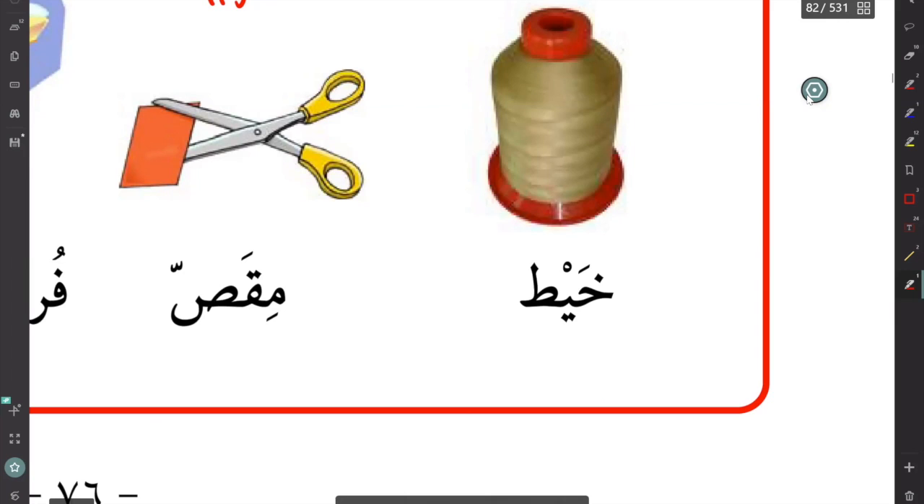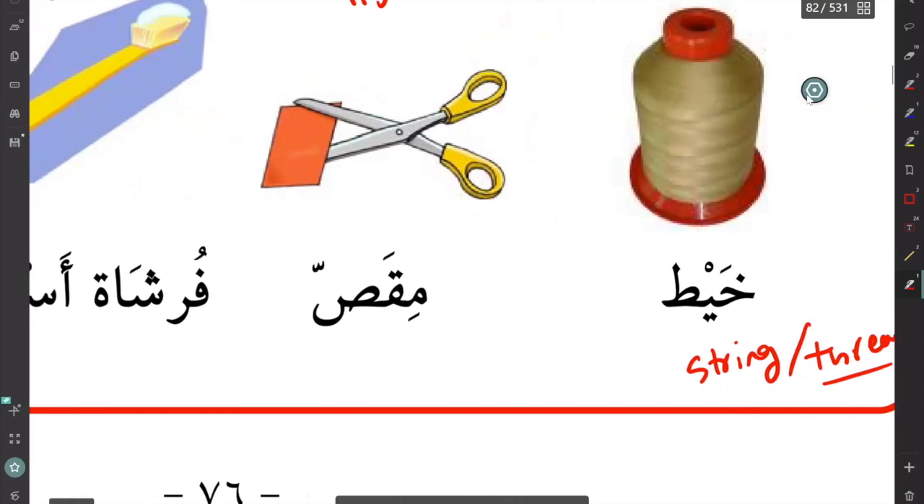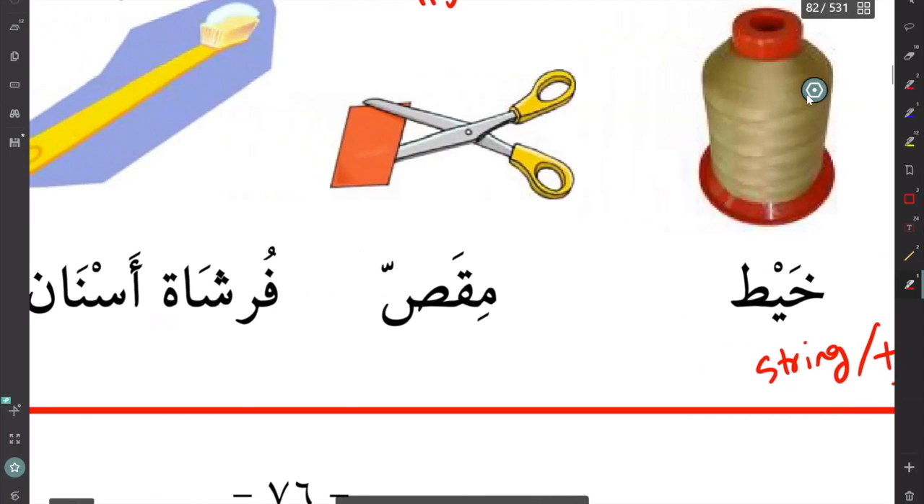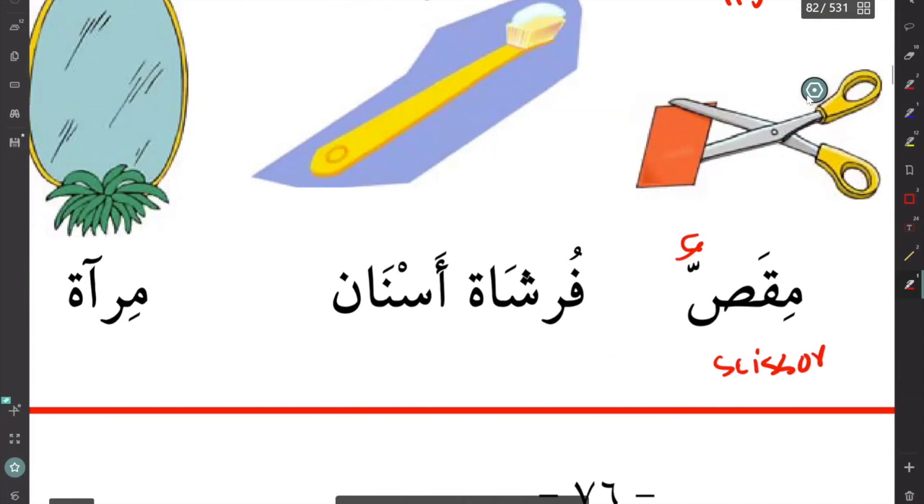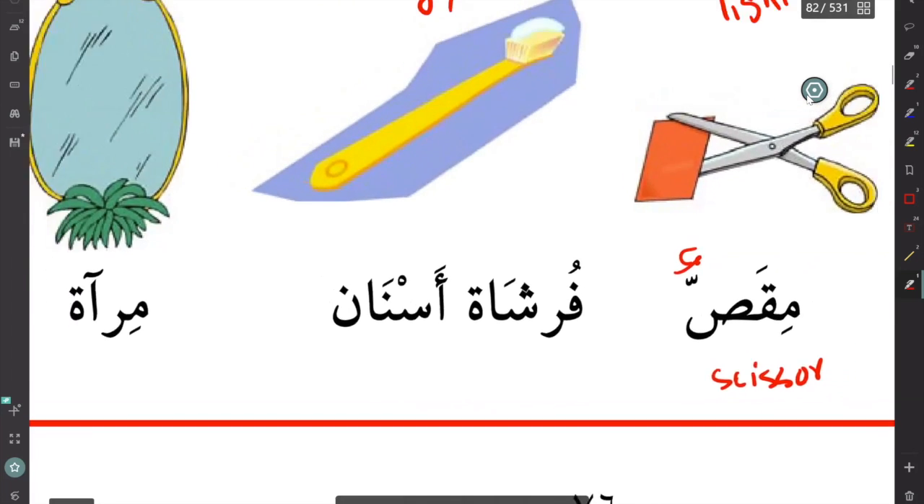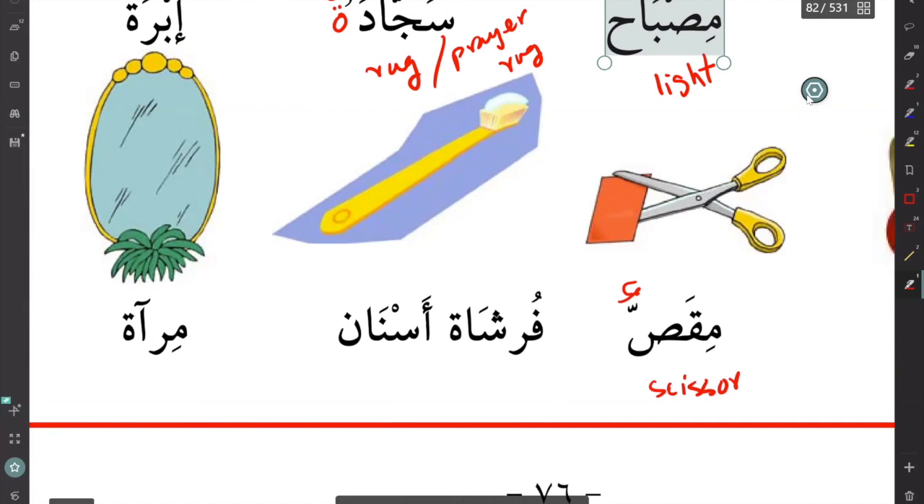How do you spell thread? So it can be string or thread. Okay. Khayt is your string or thread, and then we have miqas. Miqasun is scissor. Okay. And we have furshatu asnan. Okay, so we have two words here. Fursha, the word fursha by itself means brush. You can say fursha for any kind of brush, right? Fursha. And then asnan is teeth.